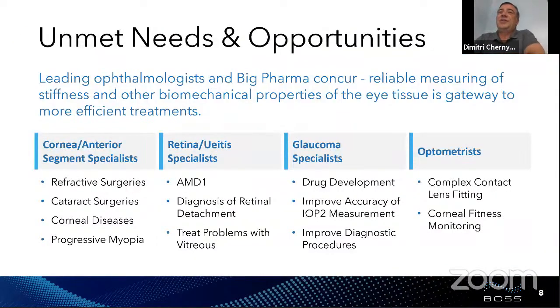Again, I'm not going to dwell on the unmet needs. The first generation of the BOSS instrument can address the anterior segment, so we're measuring the lens and the cornea, but there are also opportunities to go deeper into the eye, and biomechanics plays a huge role in glaucoma and potentially other applications such as high myopia and scleral changes with progressive myopia.